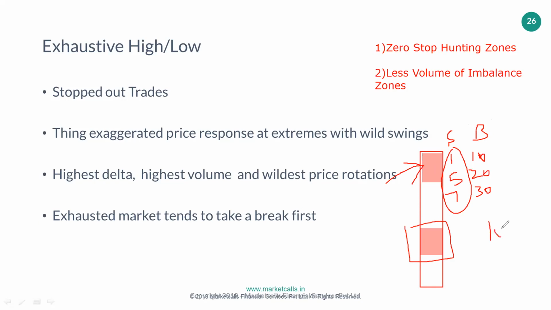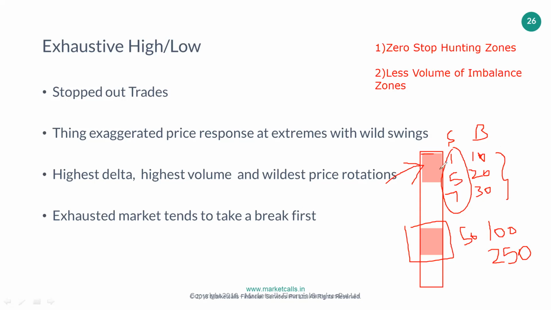Probably here it would have been 100, and this side would have been something like 50. So something like 50 lots would have been transacted, and 250 lots over here on the buying side. These are high liquidity zones, whereas on the top we are running out of liquidity and running out of volumes. So it is also one of the characteristics where I say there are low-volume imbalance zones.